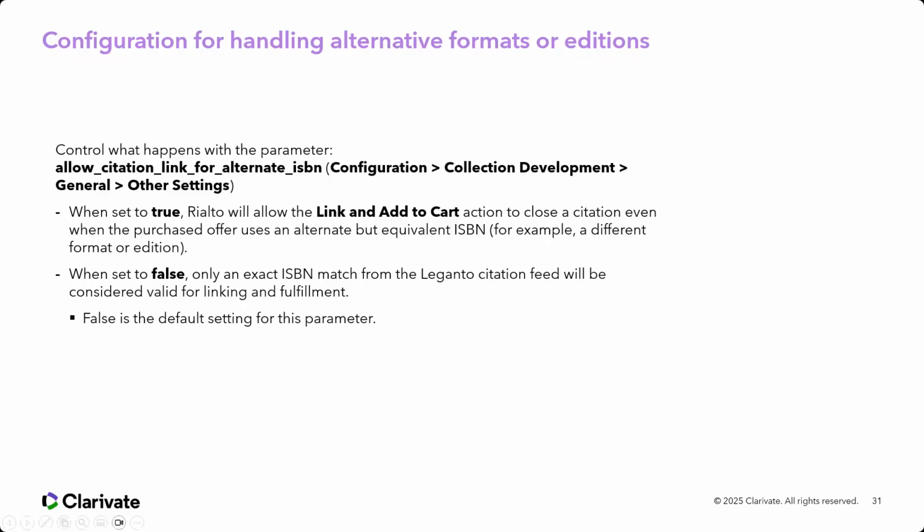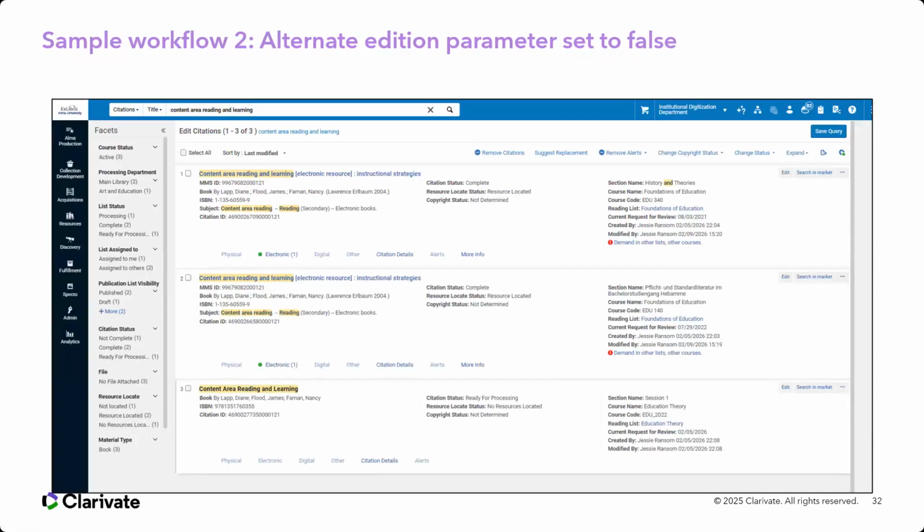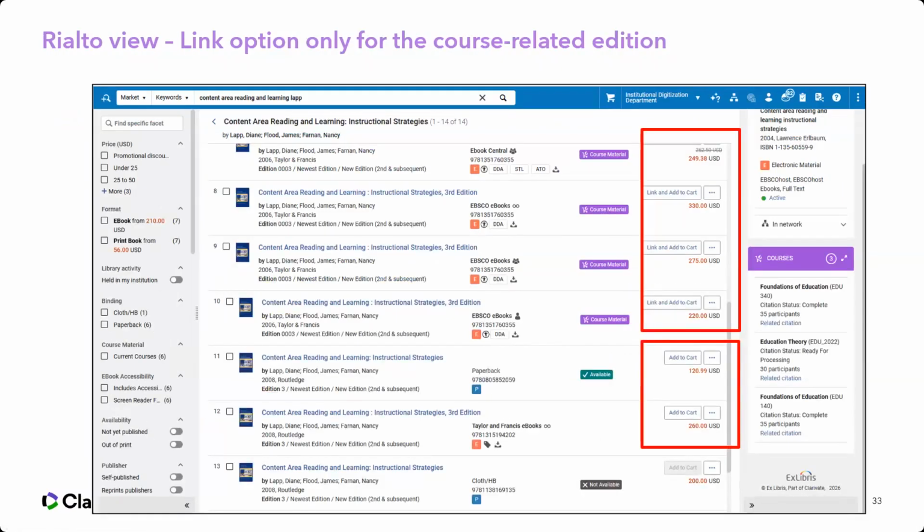So we'll walk through what this looks like. In this case, we are starting with this alternate edition parameter set to false. Taking an example, this is the one we just looked at. There are 2 different editions being used on 3 different courses. When we look at the data in Rialto, you can see that we have the course materials badge on this ISBN starting with 978. It's the same ISBN on all of them, but we also have some additional offers or additional ISBNs that are available here that we could have purchased.